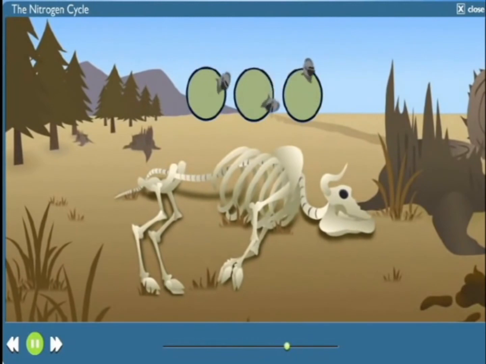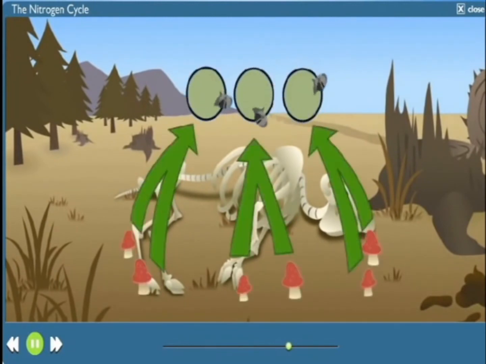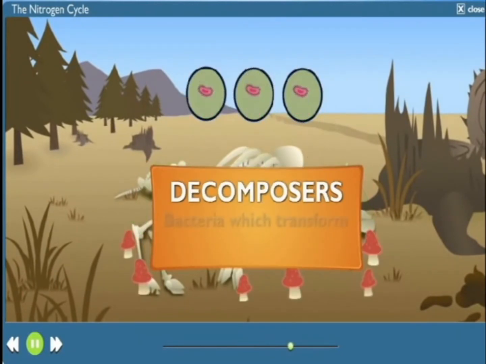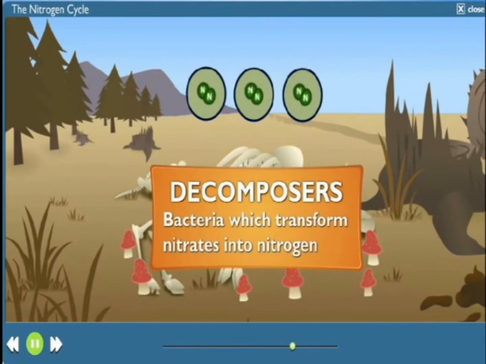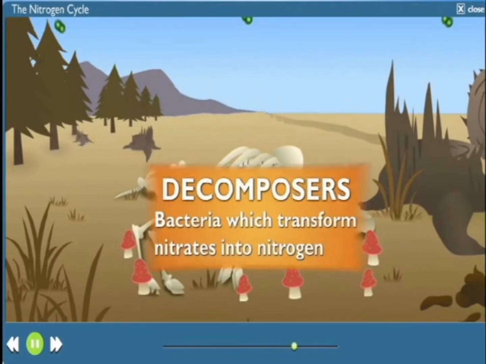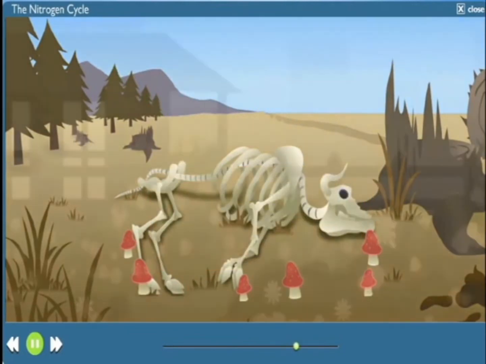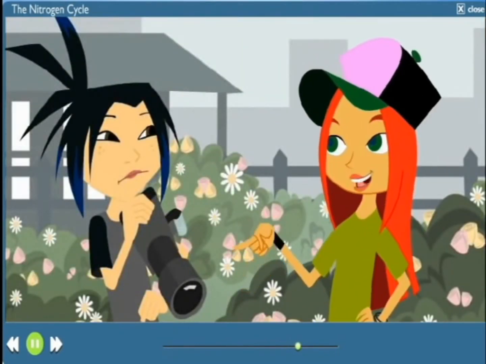Everything decays and breaks down, thanks to special bacteria called decomposers, which release nitrogen back into the cycle. They reverse the whole process. And the gas ends up back in the air? Most of it does, and the whole cycle repeats.